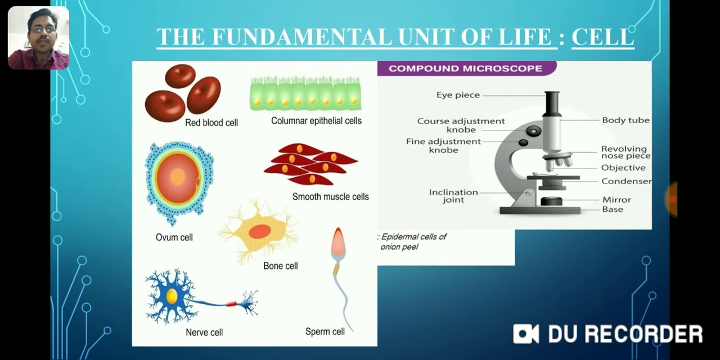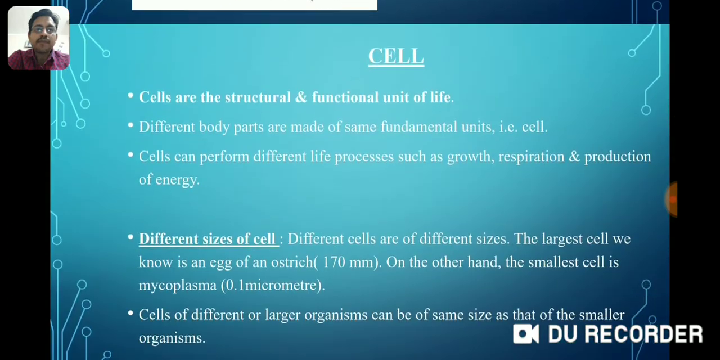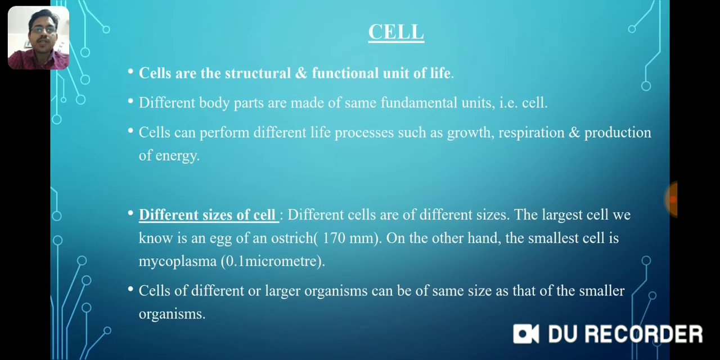On your screen you can see different types of cells and the instrument which is used to observe these cells in the laboratory. Cells are called the structural and functional unit of life. Different body parts are made up of the same fundamental units, that is, cells. Cells can perform different life processes such as growth, respiration, and production of energy. There are different sizes and shapes of cells. Different cells are of different sizes.